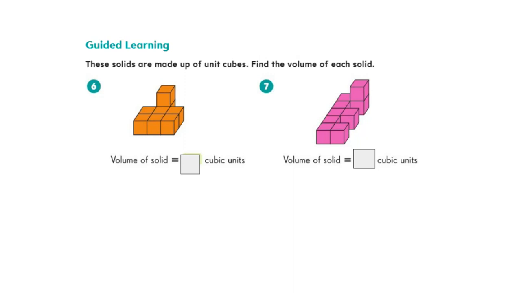Okay, number 6, I know I can count the cubic units to determine what the volume of this solid is. So I have 3, 6, 7, 8. The volume of solid number 6 is 8 cubic units. For number 7, if I count my cubic units, I have 1, 2, 3, 4, 5, 6, 7, 8, 9. So the volume of this solid is 9 cubic units.